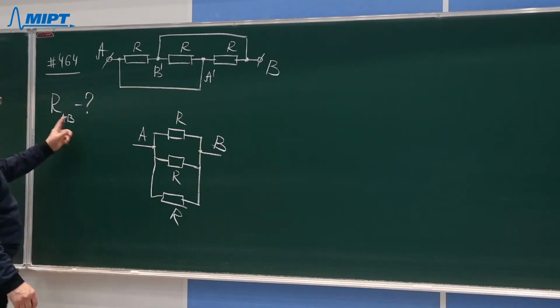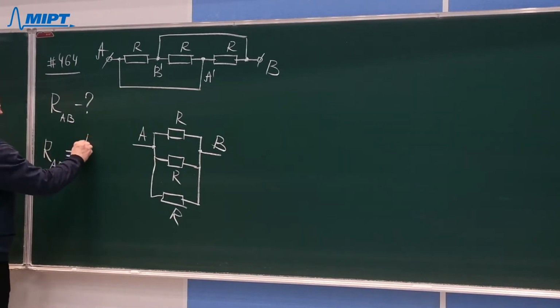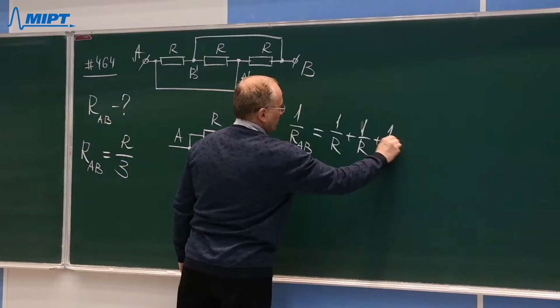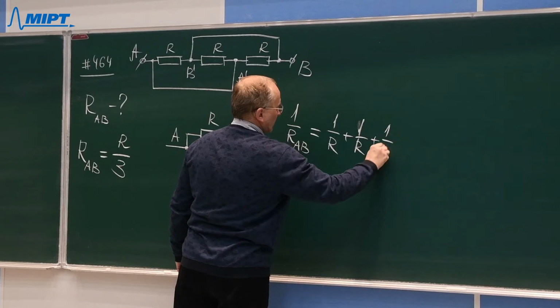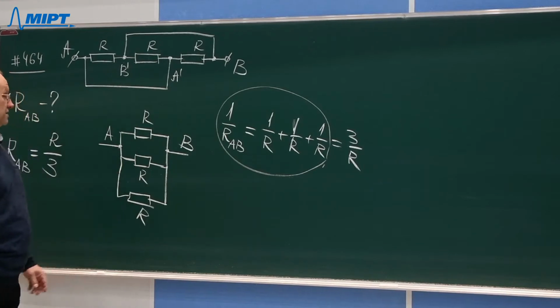Therefore, the resistance between points A and B will be equal to R divided by 3, because 3 identical resistors are connected here. And the general formula would be 1 divided by the unknown resistance between points A and B. And here we will have 1 over R plus 1 over R plus 1 over R. That is 3 over R. That is the general formula for the parallel connection of 3 resistors.